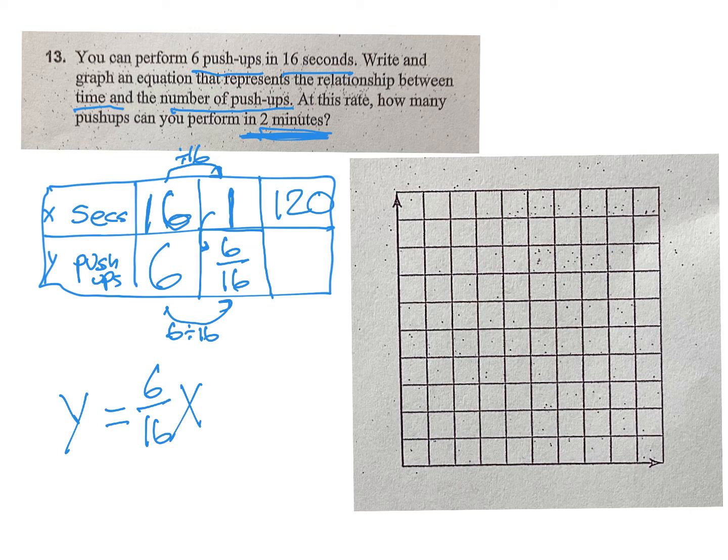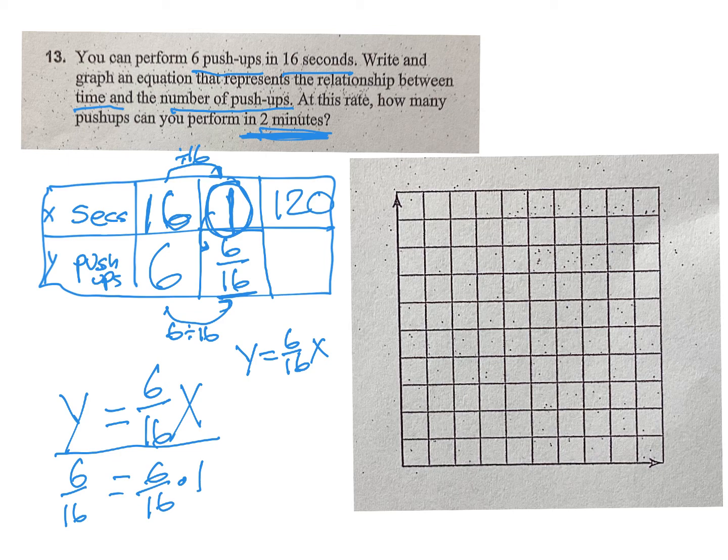So let's just make sure that this works. So I'm going to suggest x is 1. And I'm saying this is my equation. So I have 6/16 times 1. What does that equal? That equals 6/16, which is what I have here. Okay. So my equation, getting it down to just 1 unit of 1 second, the equation is y equals 6/16 times x.